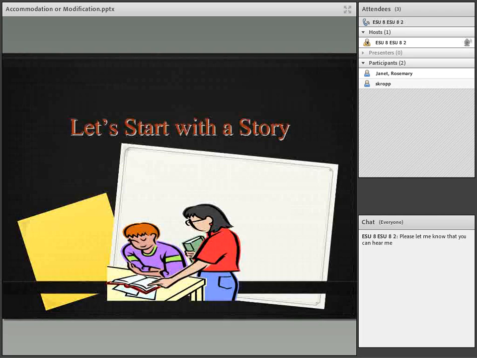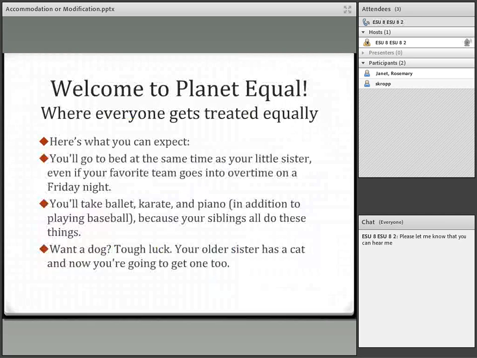Okay, but first let's start with a story. Welcome to Planet Equal. This is an example of maybe more of a home situation, and a lot of us in education are parents. Welcome to where everyone gets treated equally. Here's what you expect at Planet Equal. You'll go to bed at the same time as your little sister, even if your favorite team goes into overtime on a Friday night. You'll take ballet, karate, and piano in addition to playing baseball because your siblings all do. Want a dog? Too bad. Your older sister has a cat, and now you're going to get one too. That's how we do things on Planet Equal.